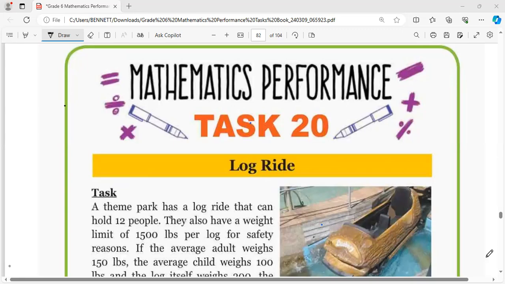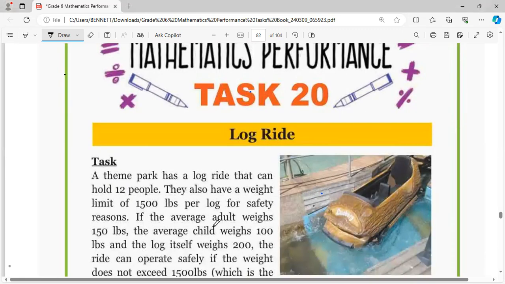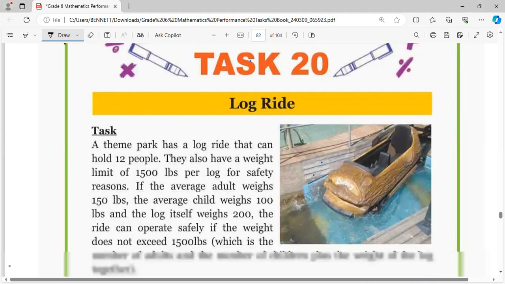I think this one is a very nice one also. The average child weighs 100 pounds and the log itself weighs 200. The ride can be operated safely if the weight does not exceed 1,500 pounds. This is the number of adults and the number of children plus the weight of the log together.